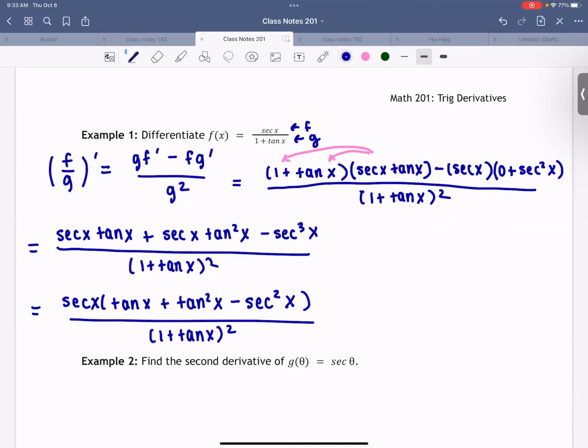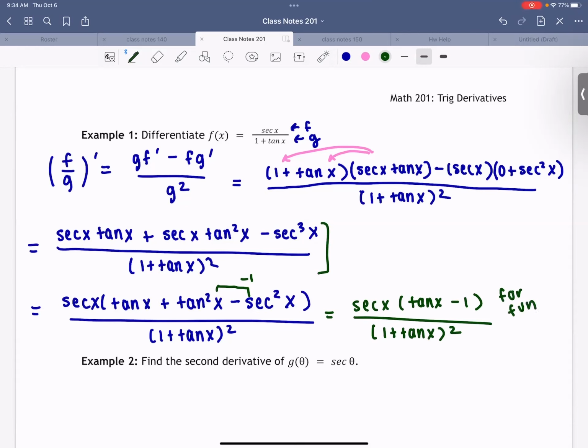I wouldn't quiz you on this on a quiz or test, but this is just for fun. What's tangent squared x minus secant squared x? Not quite. It's -1, good. If you notice that, that's fine. I would honestly take the previous answer, but just for fun, it becomes secant x times tangent x minus 1, over 1 plus tangent x squared. Okay, any questions on what I've done here?